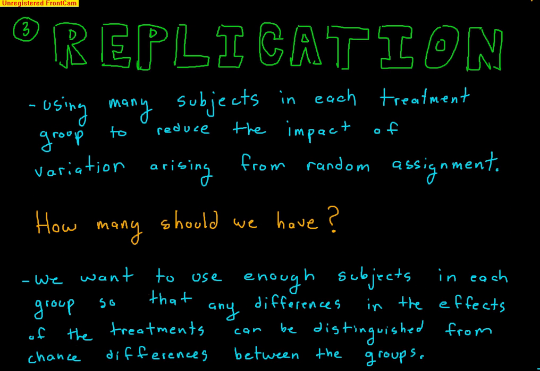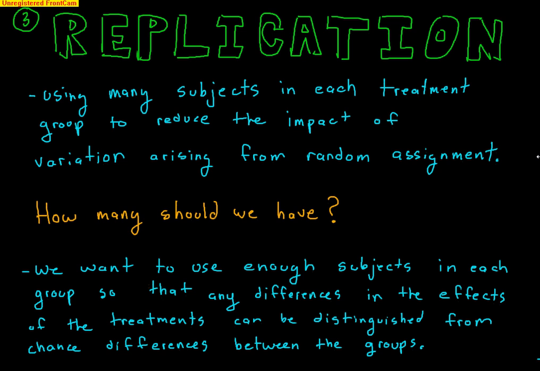All right, now, replication is another major pillar. Replication is the idea of using many subjects in each treatment group to reduce the impact of variation arising from random assignment. Now, that may sound a little bit confusing, but I promise I will clear that up in a moment. Now, I'll make that a little bit easier to understand.